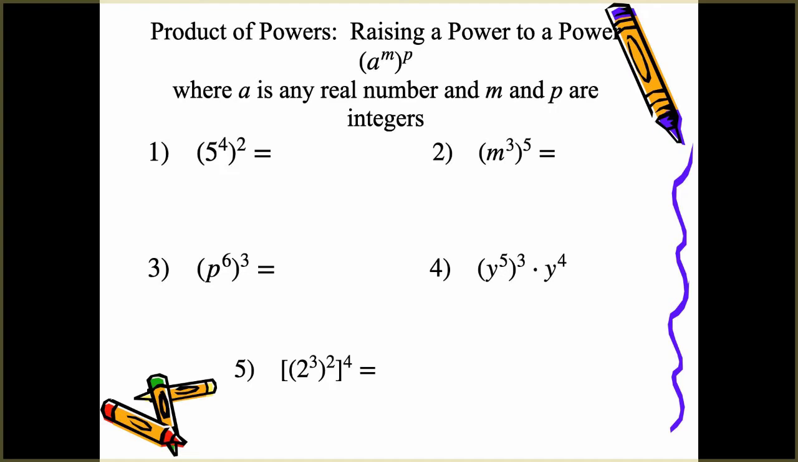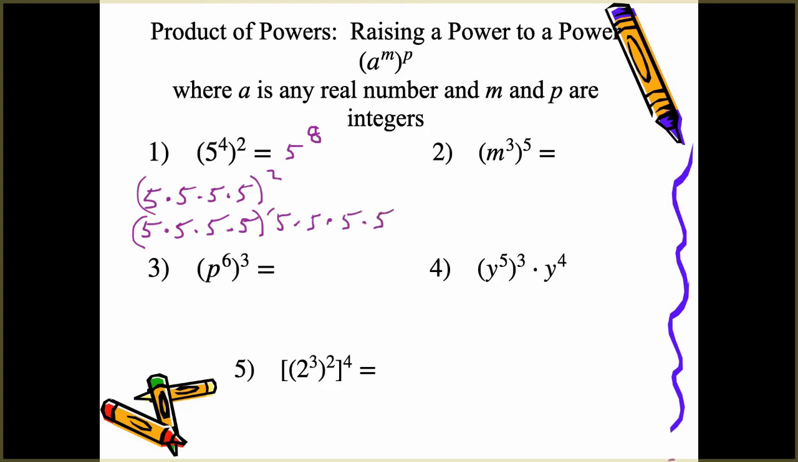So we have 5 to the 4th squared. This becomes, we multiply the 4 and the 2 together, and we get 5 to the 8th. And if you think about this, if we have 5 to the 4th, that means we have 5 times 5 times 5 times 5. And if this is squared, we're doing this twice, so we'd have 5 times 5 times 5 times 5 multiplied by 5 times 5 times 5 times 5. So we're squaring it, and then we get 5 to the 8th.